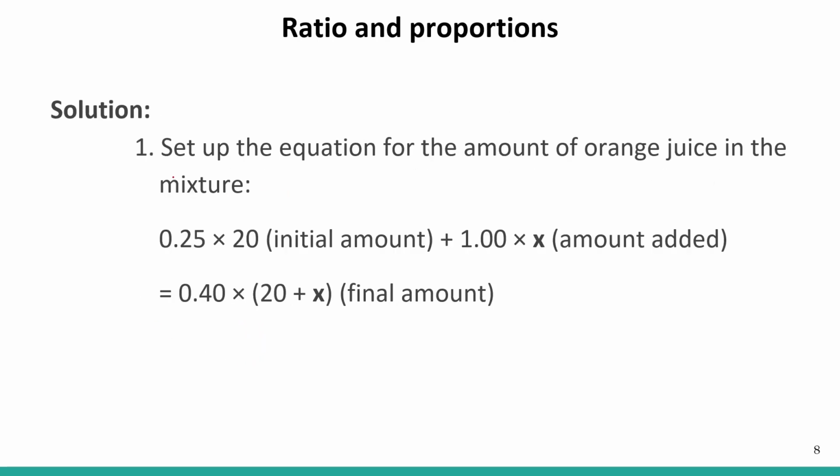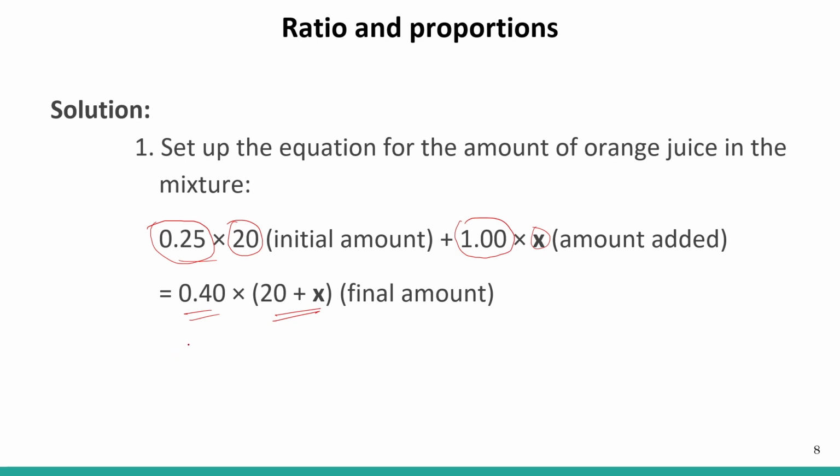Let's see step number 1. We set up the equation for the amount of orange juice in the mixture. We convert it to an algebraic equation. What we have previously is 25% pure orange juice with 20 liters of quantity, plus 1 into x, as this amount is pure 100% orange juice with x amount. It will be equal to 40% into 20 plus x.